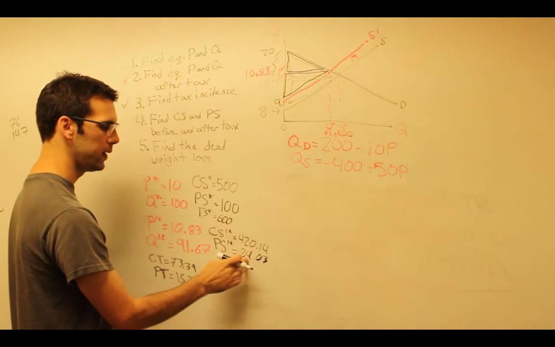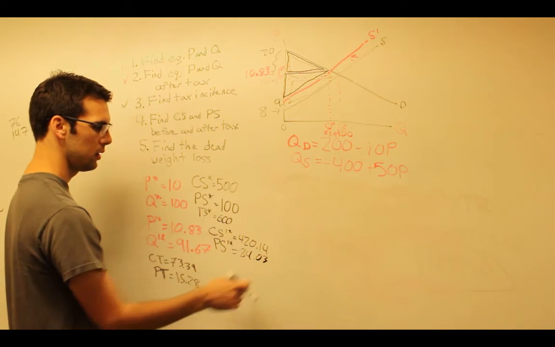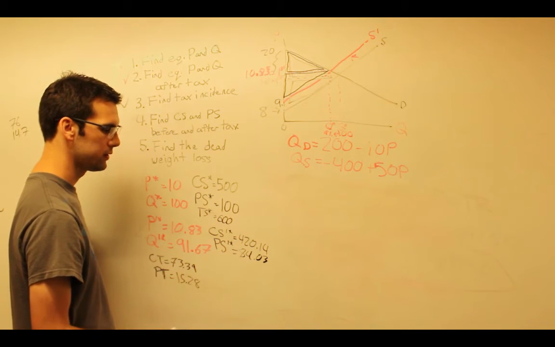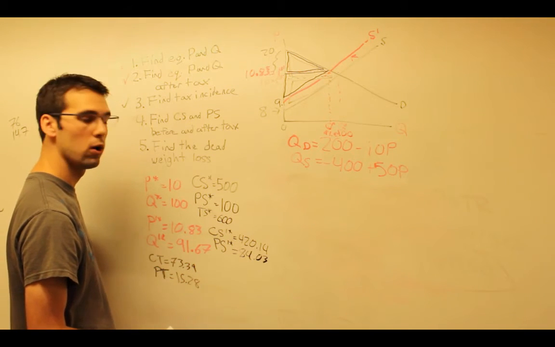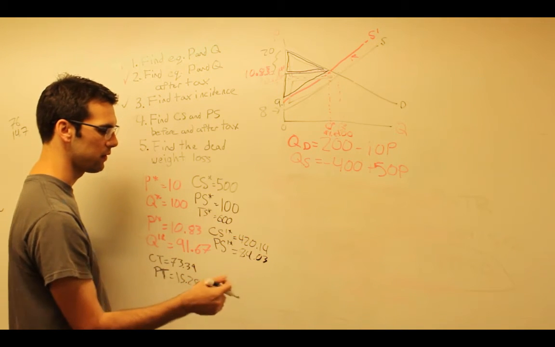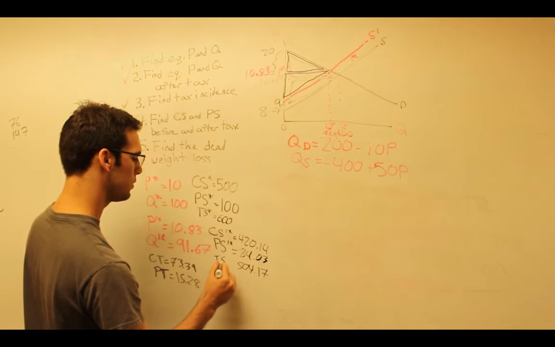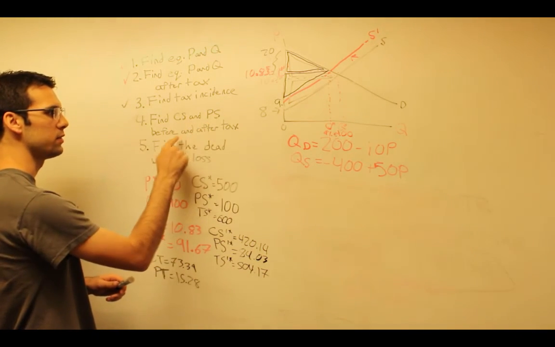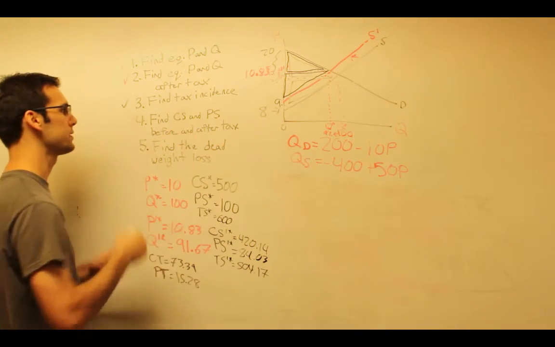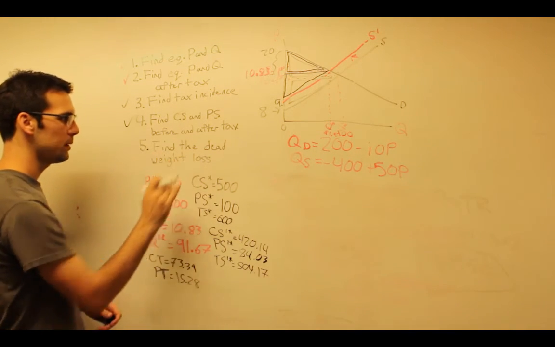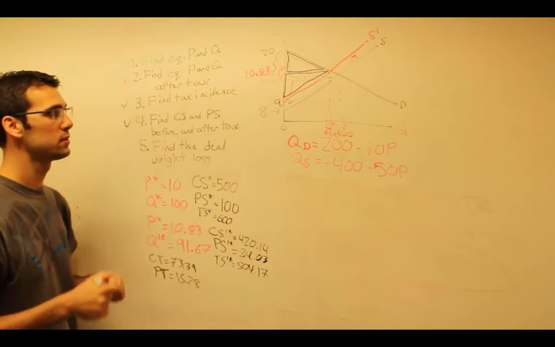If we wanted to, we could total these up. 420 plus 84 is going to be 504, and then 0.17, so it's going to be 504.17 total surplus prime. We found consumer surplus and producer surplus before and after the tax. Check. And our last step is to find the deadweight loss.